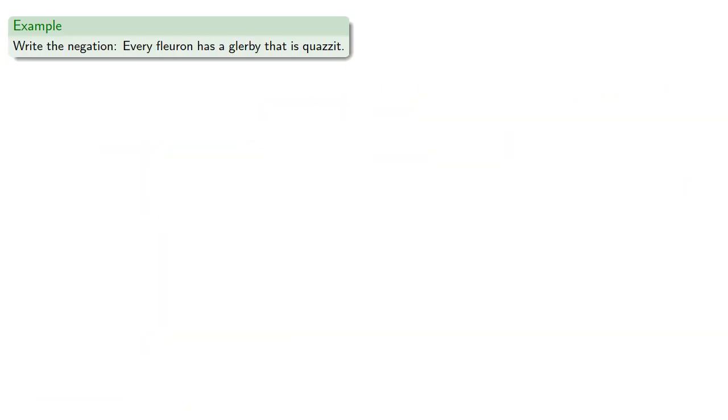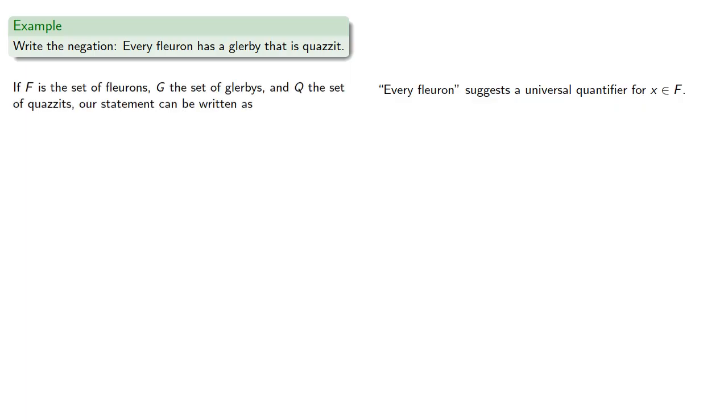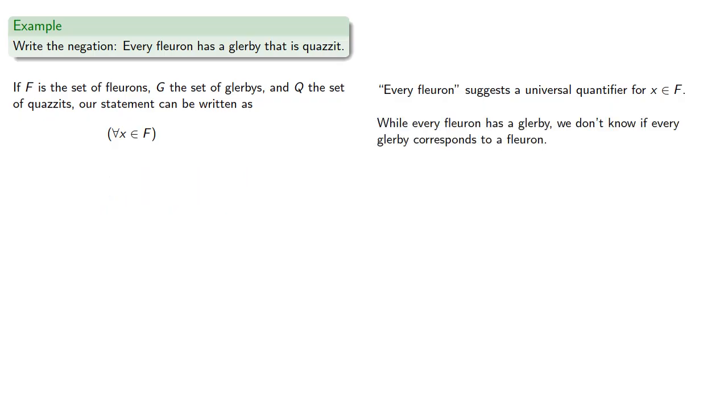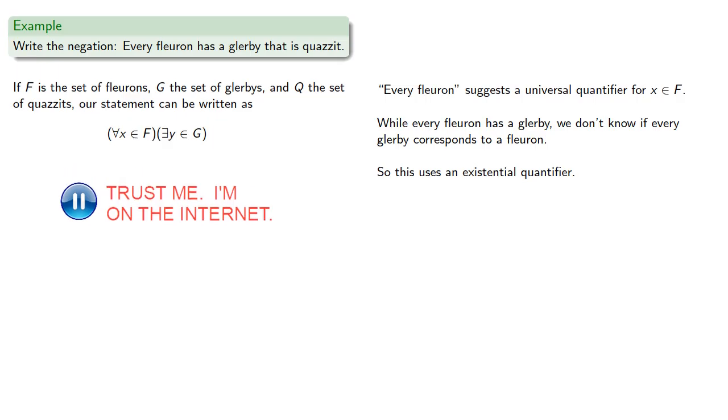Or, suppose we want to write the negation of, every fleuron has a glurby that is quasit. So every fleuron suggests a universal quantifier for things that are fleurons. So if F is a set of fleurons, G is a set of glurbies, and Q is a set of quasits, our statement can be written starting with for anything that's a fleuron. Now, while every fleuron has a glurby, we don't know if every glurby corresponds to a fleuron. So there's some glurby, and so we use an existential quantifier. And then finally, for this glurby, we know that it's quasit, so Y is in Q.